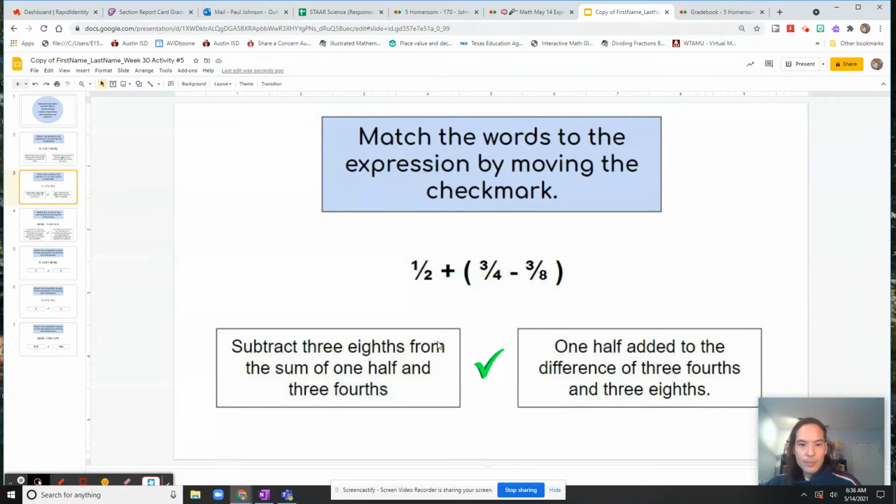All right, second page. So we have 1/2 plus 3/4 minus 3/8. Let's see, subtract 3/8 from the sum of 1/2 and 3/4. That sounds like we would subtract 3/8 from the sum of these two things, and that's not what it looks like. It looks like we're subtracting 3/8 from 3/4 and then adding it to 1/2. The reason we subtract them first is because they're in the parentheses, and whatever's in parentheses has to be done first. So let's see, 1/2 added to the difference of 3/4 and 3/8. We would find the difference of 3/4 and 3/8 and then add it to 1/2. So this one sounds like our winner. Remember, the sum of 1/2 and 3/4 would be adding those two things first and then taking away 3/8, but we're subtracting these two first and then adding the 1/2.